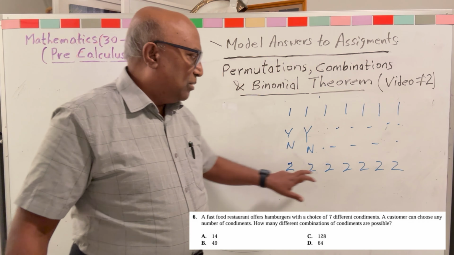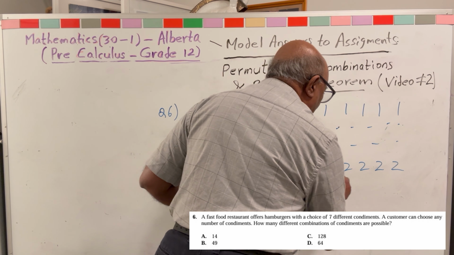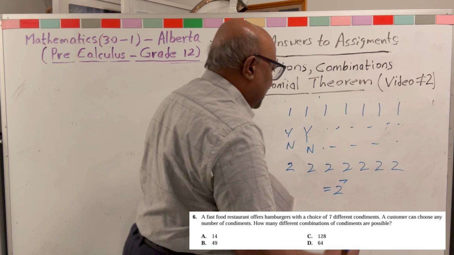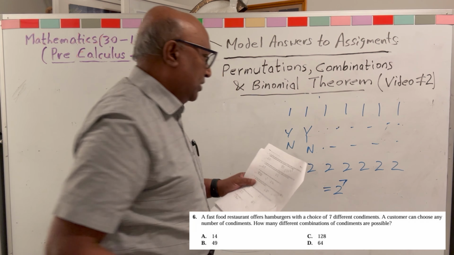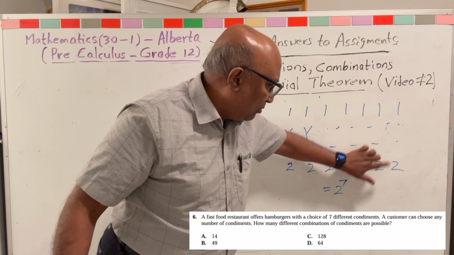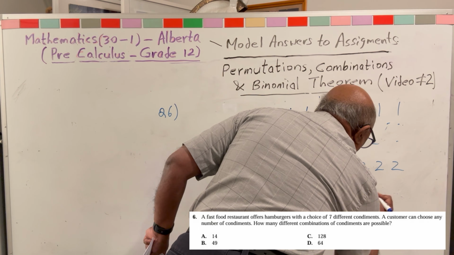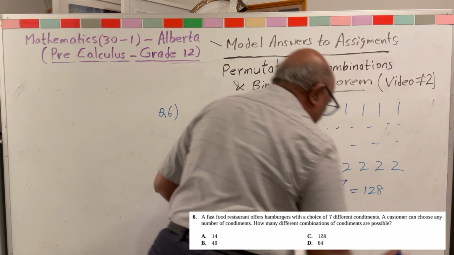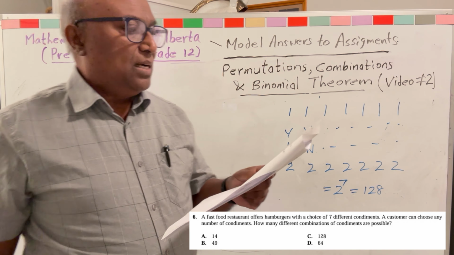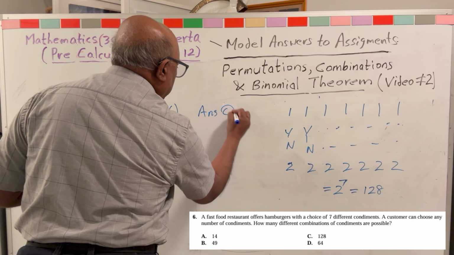From the counting principle, the answer is the product of all these numbers. That is 2 to the power of 7. That means you have to multiply the number 2, 7 times. 2 to the power of 7 is, I think, 128. Okay, the answer is C.